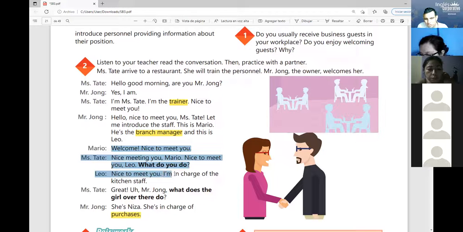I am in charge of the kitchen staff. Grupo de personas que trabajan en la cocina. Kitchen staff. Great. Mr. John, what does the girl over there do? She is Nisa. She is in charge of purchases. Purchases. Okay. Staff. Staff. No sé si surgió alguna duda con alguna palabra.